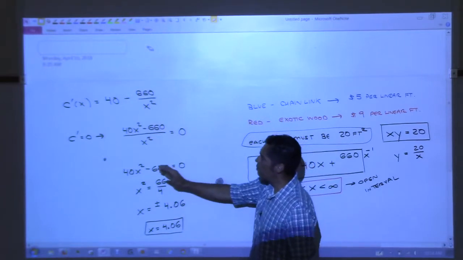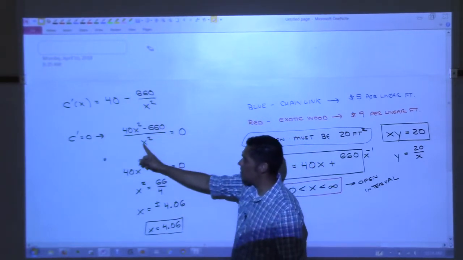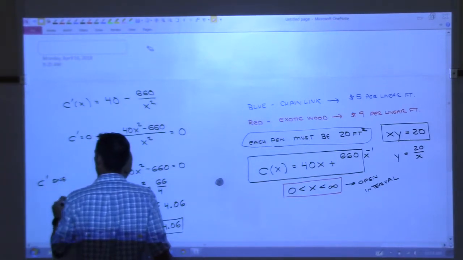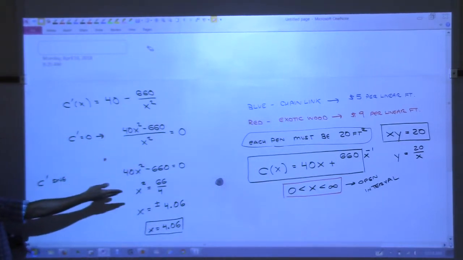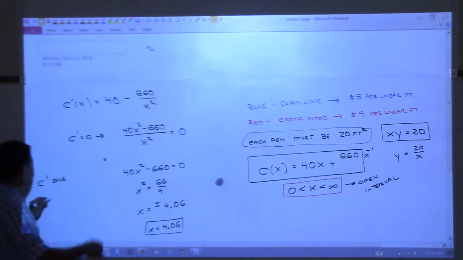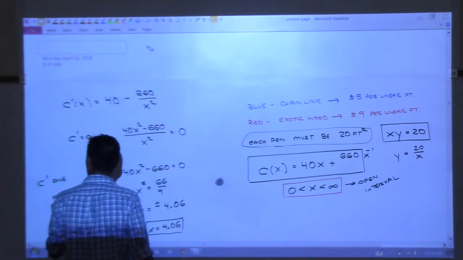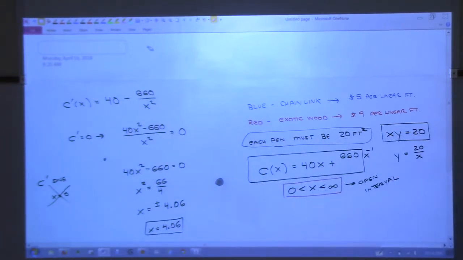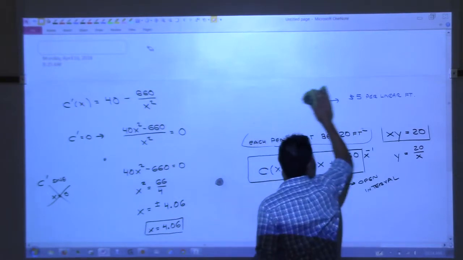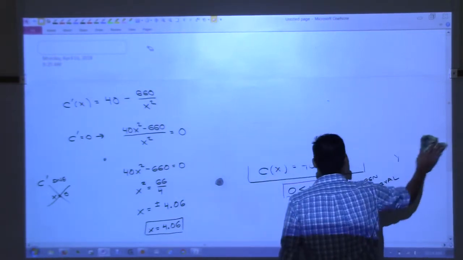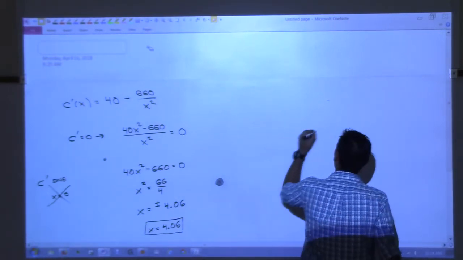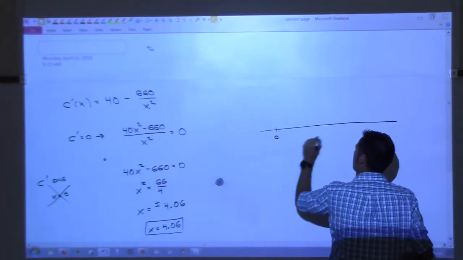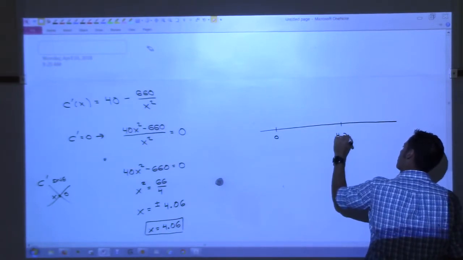Is it possible for the denominator to be 0? So we did need to look, was the derivative ever undefined or does not exist? And x is 0, right? But 0 is not in our domain. So at x is 0, but not in the domain. Number line. I'm going to put 0 here. 4.06.